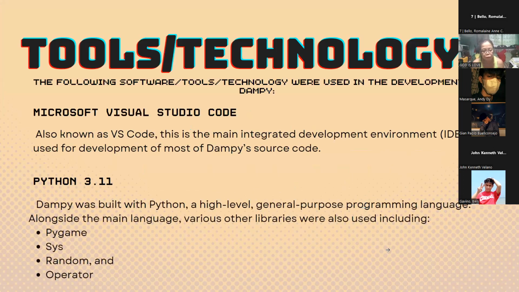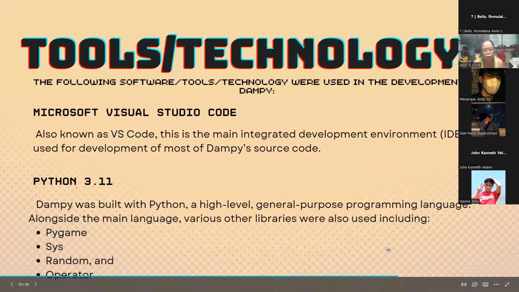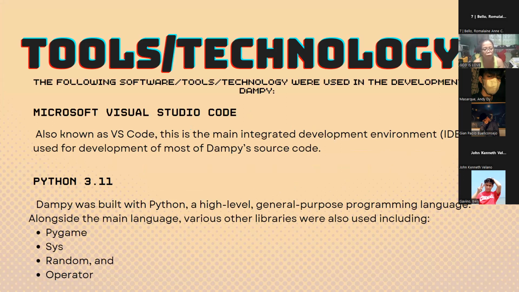So, ang tools and technology na ginamit namin is medyo marami siya. So, bibilisan ko lang. Microsoft Visual Studio Code, VS Code. Ito yung pinaka main integrated development environment na ginamit namin para mag-code. Then, of course, gumamit kami ng Python alongside the libraries Pygame, CS Random, saka Operator. Next slide, please.